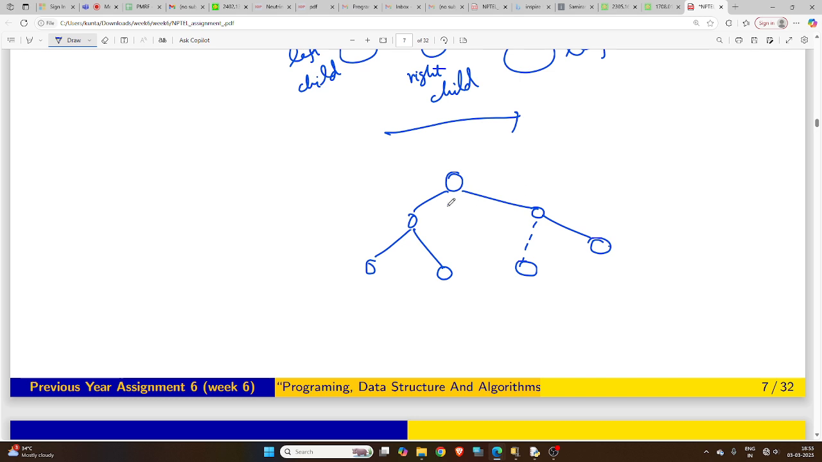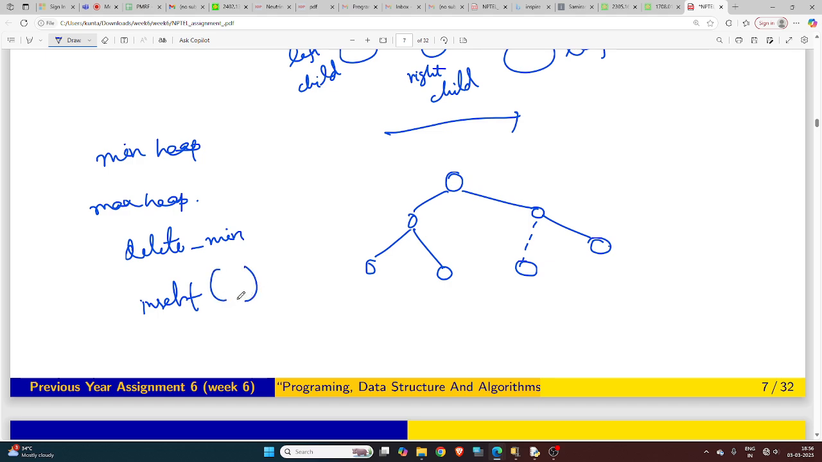So these types of things are there for heaps. And there are two types of heap: one is min heap, and another one is max heap. And there are two other operations: one is delete min, and another one is insert.